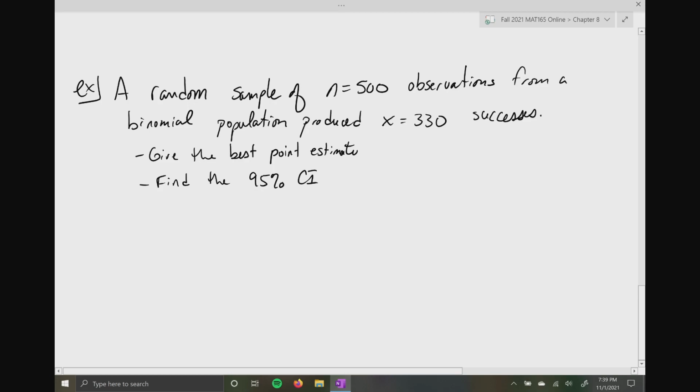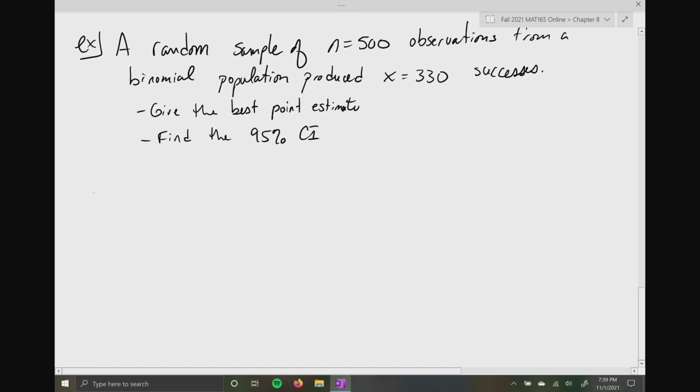Just random numbers. A random sample of 500 observations from a binomial population produced X equals 330 successes. First, let's find the best point estimate. And then second, let's find a 95% confidence interval that estimates the true population proportion here. So, step one, conditions. Well, it's a binomial population. We definitely meet all the criteria. We have over 330 successes, which means we definitely have a lot of failures, so it's over 5. And n times p and n times q is definitely going to be over 5. So, conditions met. Like I said, I'm not going to give you one that you can't do.